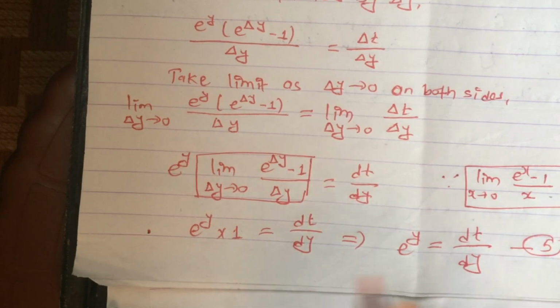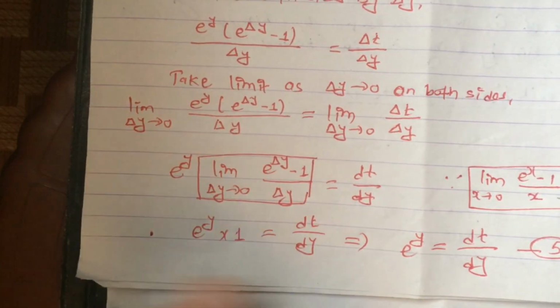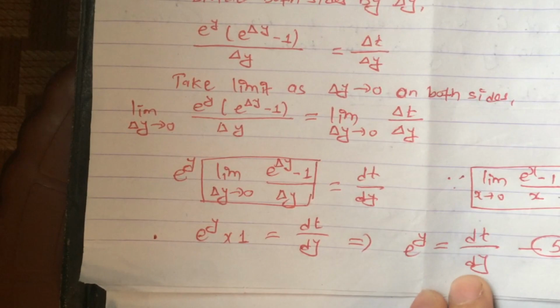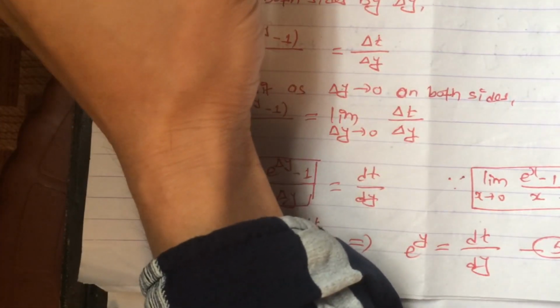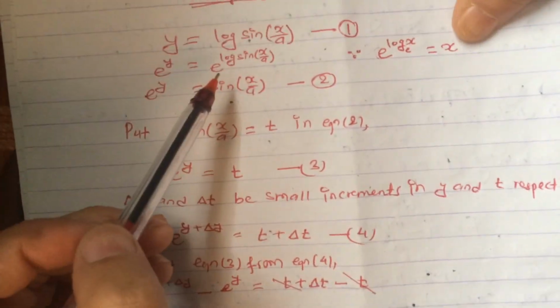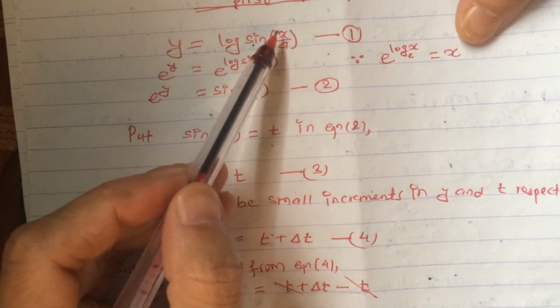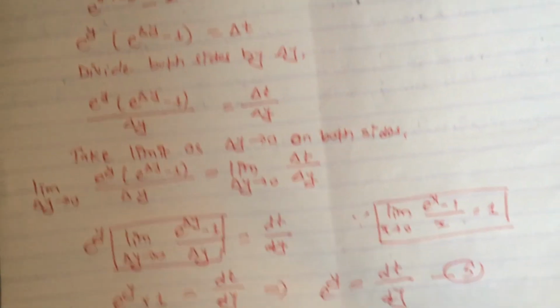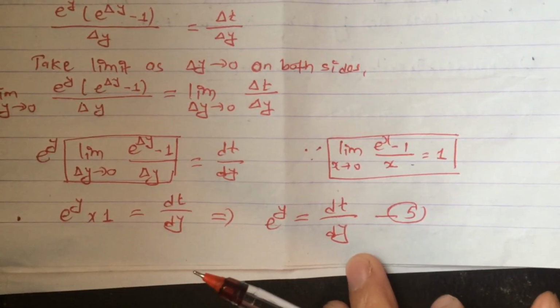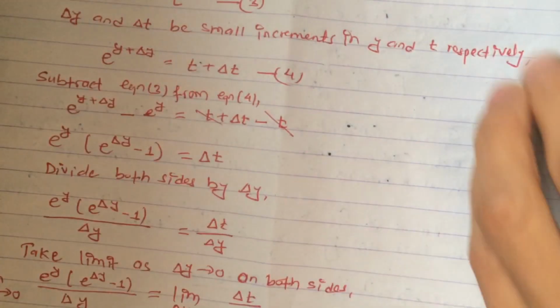Let this be equation 5. Here we got e^y is equal to dt by dy, but y means the given function, y is equal to log of sin(x/a), and our actual variable is x. So we have to convert this dt by dy in terms of dx. So let's do that.